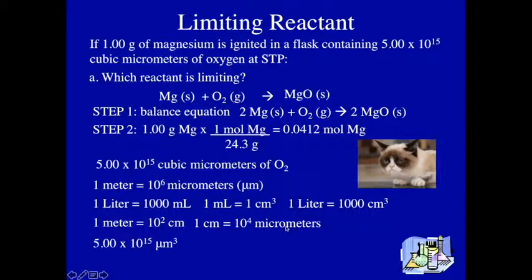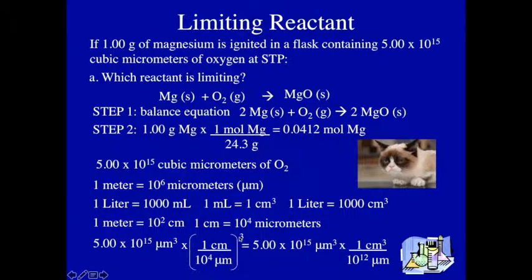Therefore, we were given 5.00 times 10 to the 15th cubic micrometers, and we need to take that value with our conversion that we know. 1 centimeter is the same as 10,000 micrometers. We need to cube that in order to get our cubic micrometers at the bottom, so they're going to cancel out. And now with these exponents, you need to multiply them. So that would be 5 times 10 to the 15th micrometers cubed times 1 centimeter cubed over 10 to the 12th micrometers cubed.